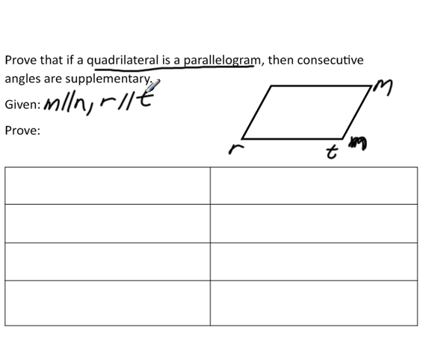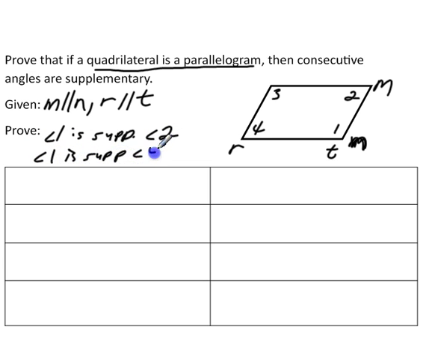We want to prove that consecutive angles are supplementary. So we're going to want to prove that angle 1 is supplementary to angle 2, and that angle 1 is also supplementary to angle 4. That way we know consecutive angles are supplementary. Let's start out with the given. M is parallel to N, and R is parallel to T.